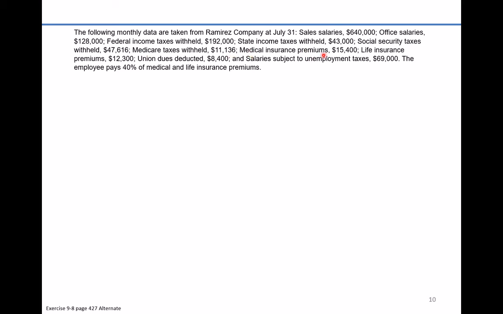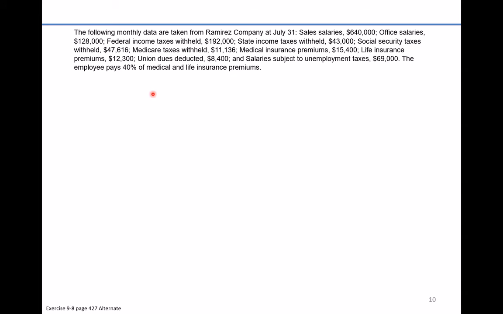Medical insurance premium of $15,400. Life insurance premiums of $12,003. Union dues deducted $8,400, and salary subject to unemployment taxes $69,000. The employee pays 40% of medical and life insurance premiums. Wow, there's a lot of information here.